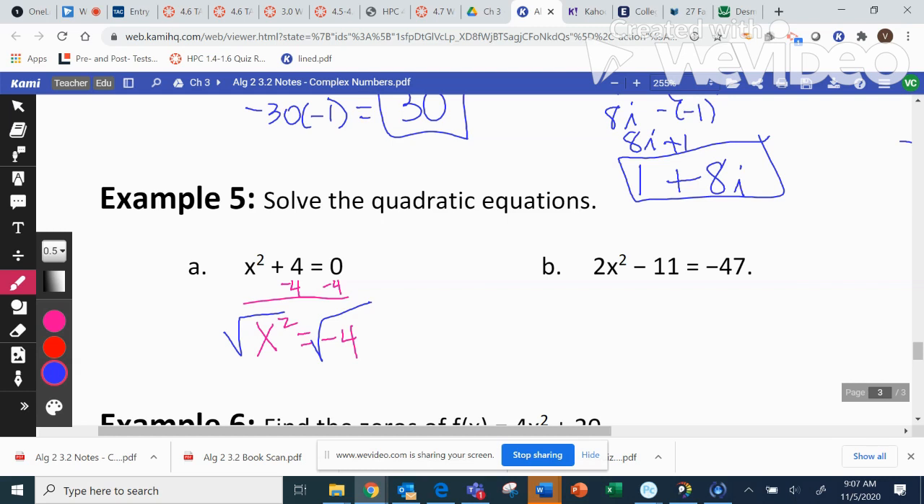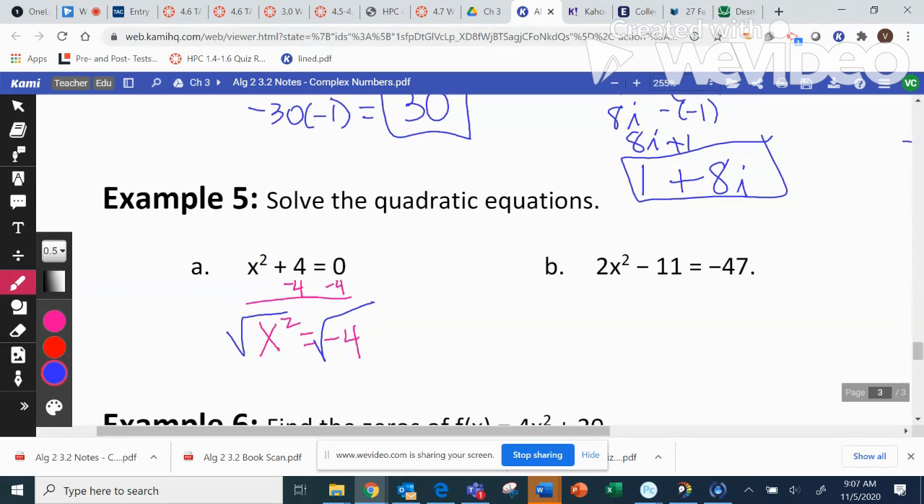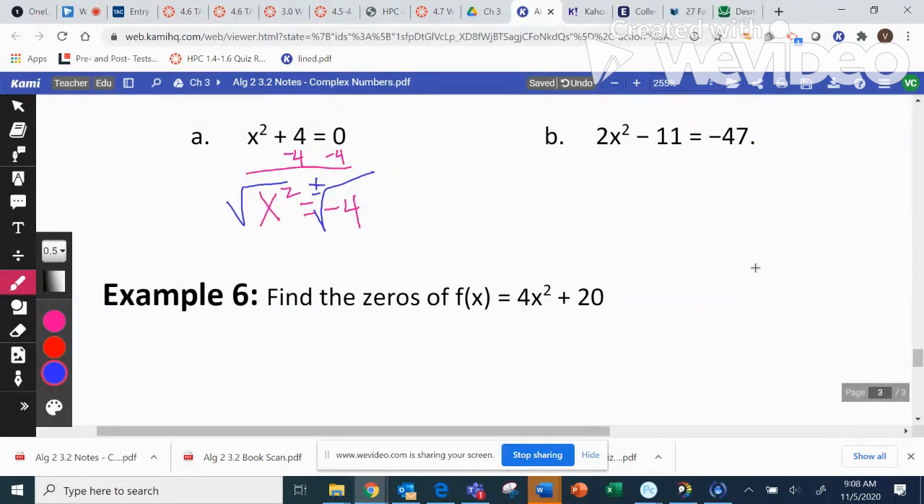Square root, you have to put a plus minus in front of it. There are two answers that are possible. You have to put a plus minus. When you put the square root in, you have to put a plus minus with it too, or you will not get the correct answers. You'll get like one of the correct answers. You won't get both of them.